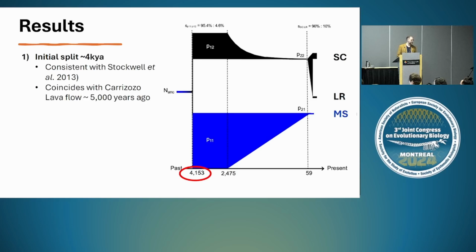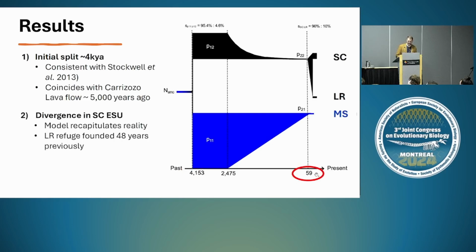There are 2 dates I want to point out, determined by the most likely model. First is the dating of that initial split, which was about 4,000 years ago. This is consistent with Stockwell et al., a 2013 paper, and coincides with a vicariant lava flow event that's geologically dated to have transpired 5,000 years ago. So this was the primary force that split the ancestral population into the 2 progenitor ESUs, if you will.